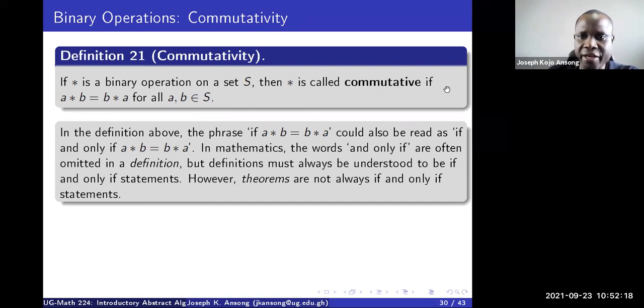Okay? The "if" here could have been "if and only if." In other words, if this is true, then star is commutative, and if star is commutative, then this must hold. So in a definition, if you see "if," it's always interpreted as "if and only if." But it's not the same for theorems. In the case of a theorem, it has to be specifically spelled out that you have an "if and only if" statement. But in the case of a definition, when you see "if," it's the same as "if and only if." Okay? Good.